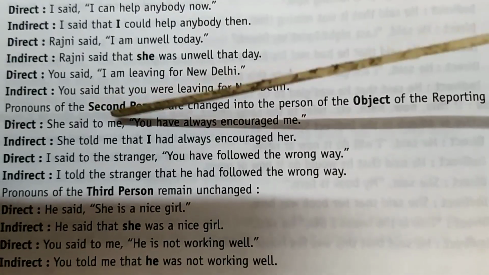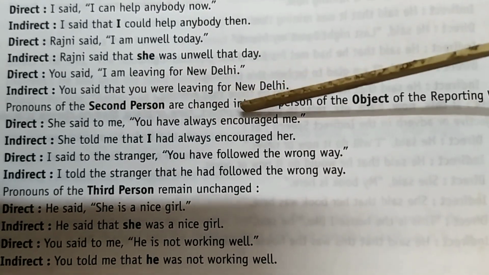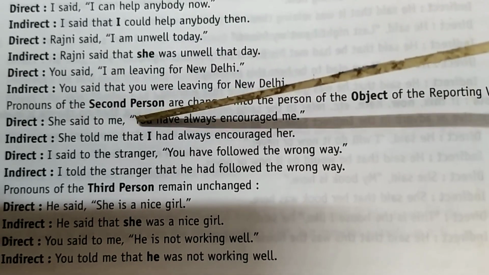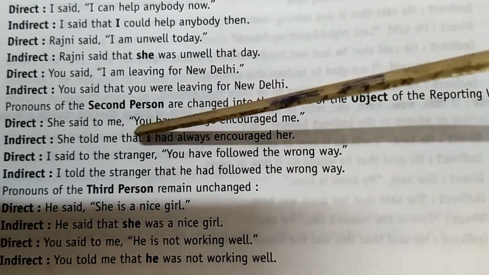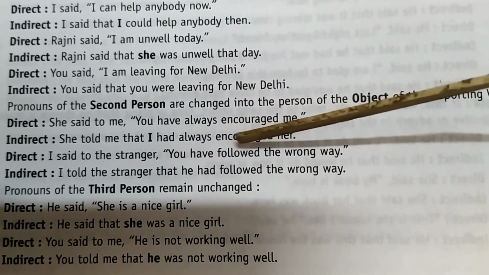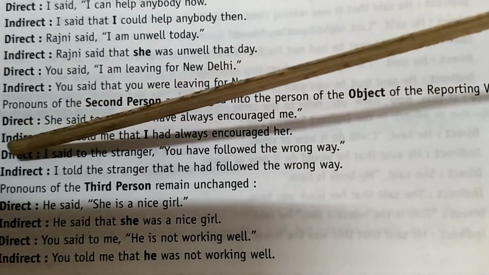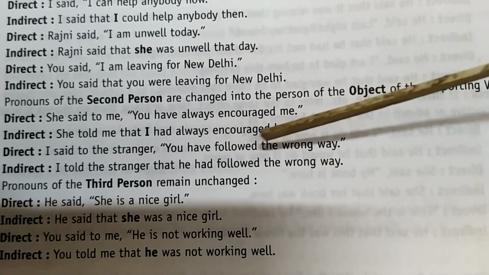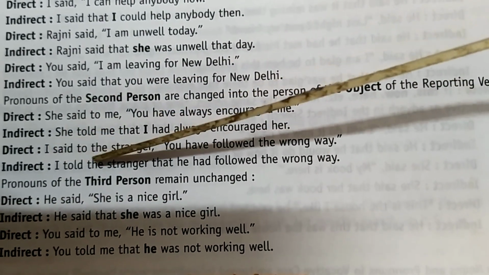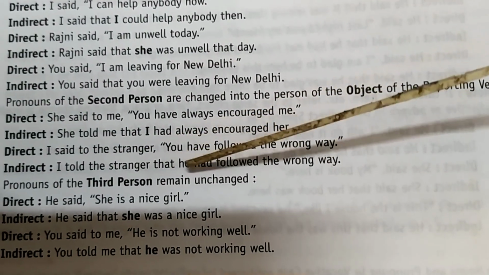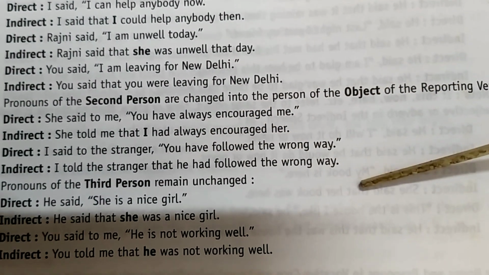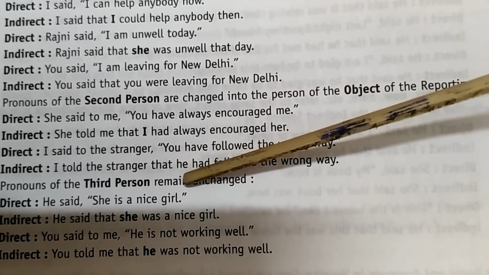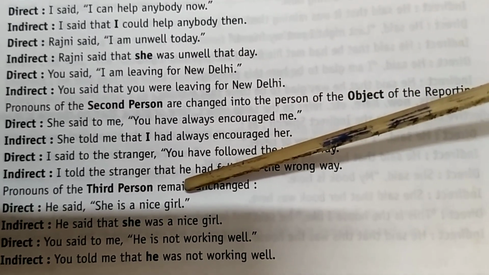She said to me, "You have always encouraged me." She told me that, okay, this "me" is "you", I had always encouraged her. Direct: I said to the stranger, "You have followed the wrong way." I told the stranger that he had followed the wrong way. Okay, now in this case, even if you write "she" here, your answer will be considered correct.